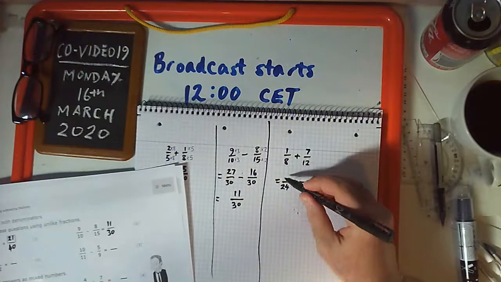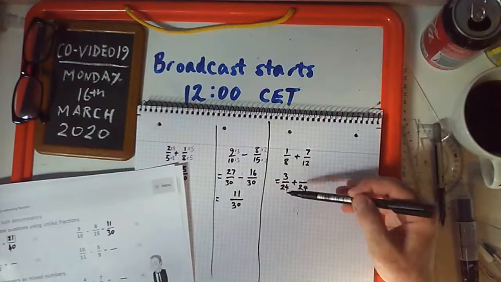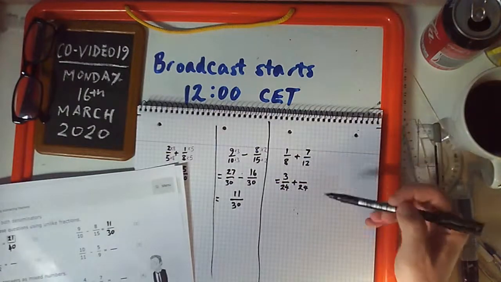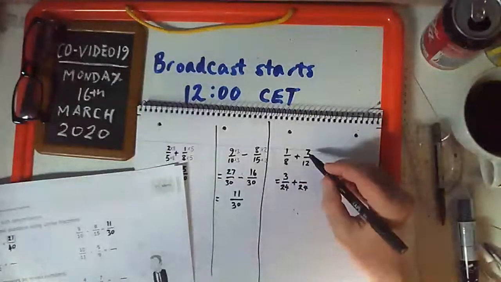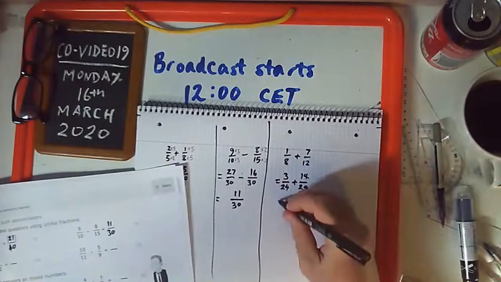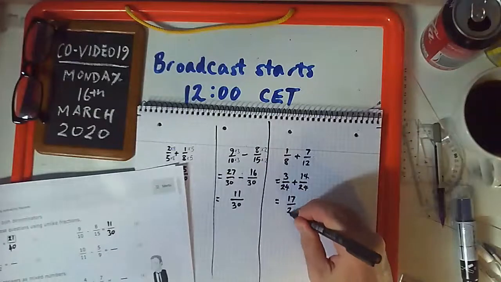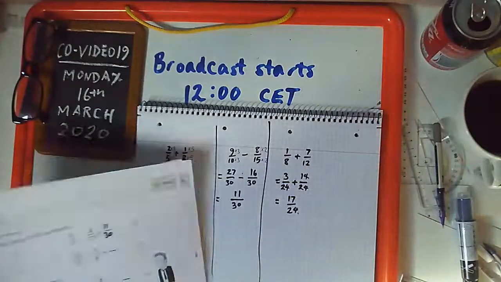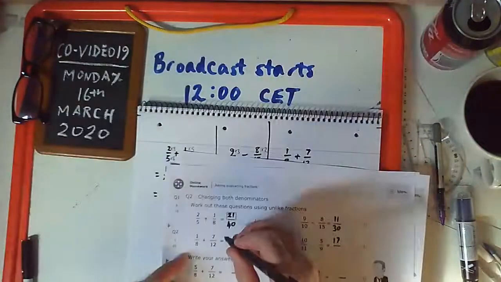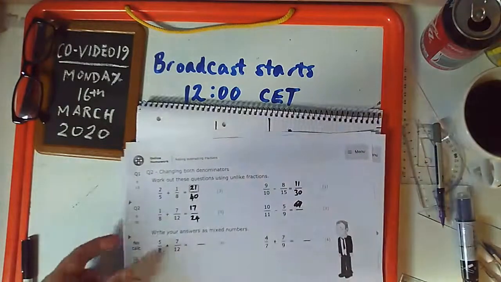So 1/8 is the same as 3 over 24, multiplying by 3 over 3. And then 7/12, well, I've got to multiply 12 by 2 to get 24. So if I multiply by 2 over 2, that becomes 14 over 24. So 3/24 plus 14/24 makes 17/24. Let's just get rid of that.